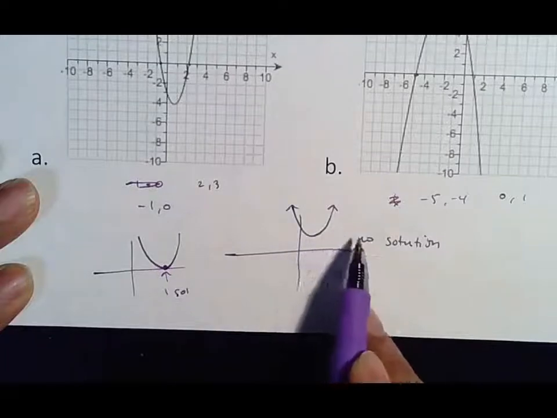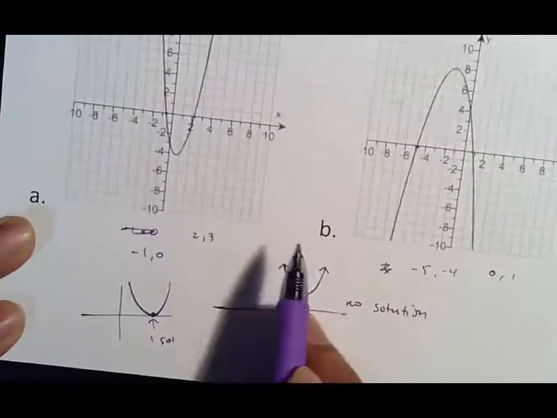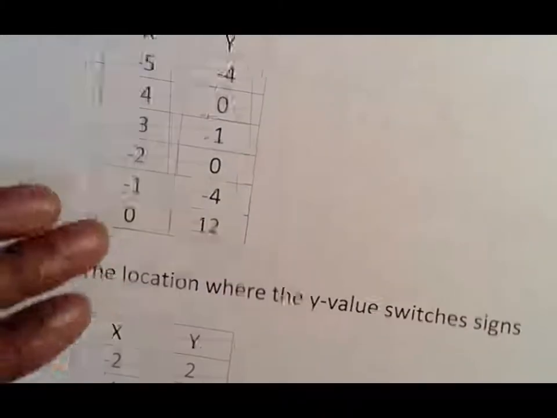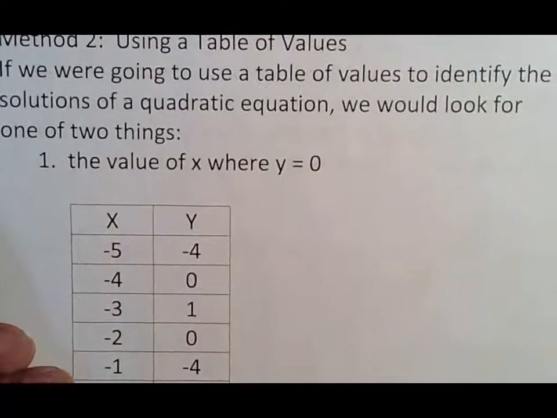You could have no solution because it doesn't touch the x-axis at all, or you could have two solutions because it actually hits it twice. So again, just keeping that in mind and kind of looking ahead so you'll be ready when we go.